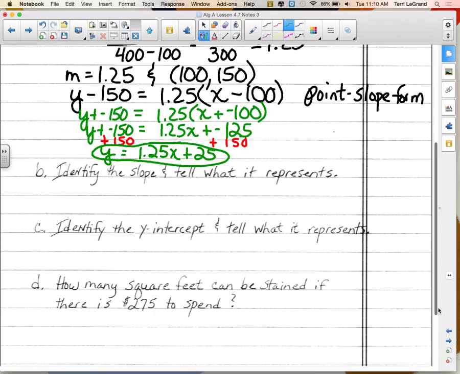I got y equals 1.25x plus 25. Anybody in agreement? Yeah? Awesome. So there's our equation in slope-intercept form. That's the one they wanted. That's why I circled it. You always got to make sure that we read what they want, because trust me, in a multiple choice answer bank, they might provide both and see if they can catch you off guard.